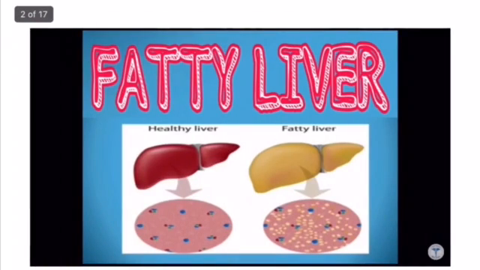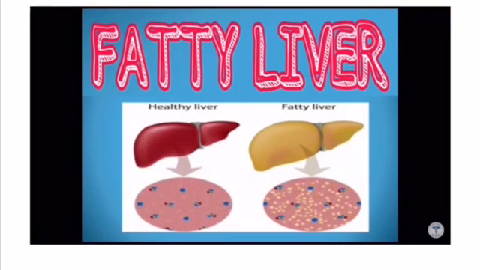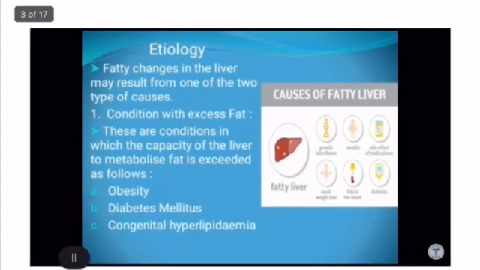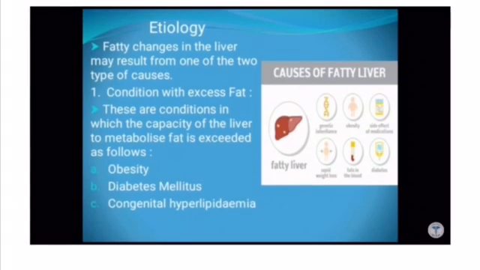Here is a picture of fatty liver and a healthy liver. Fatty liver is generally a condition where fat builds up in the liver. Talking about etiology, fatty changes in the liver may result from one of two types of causes. First one, conditions with excess fat.